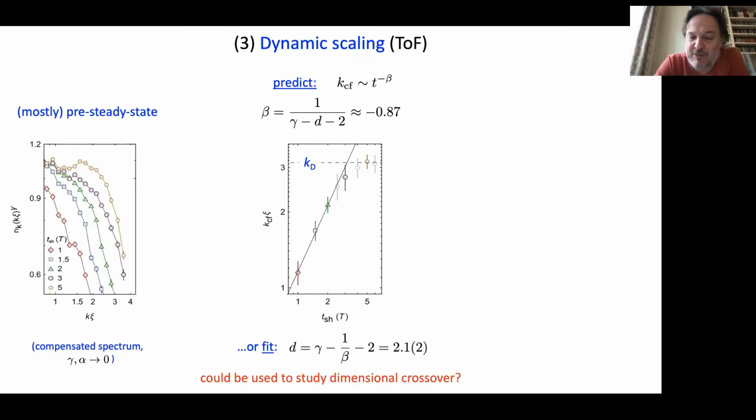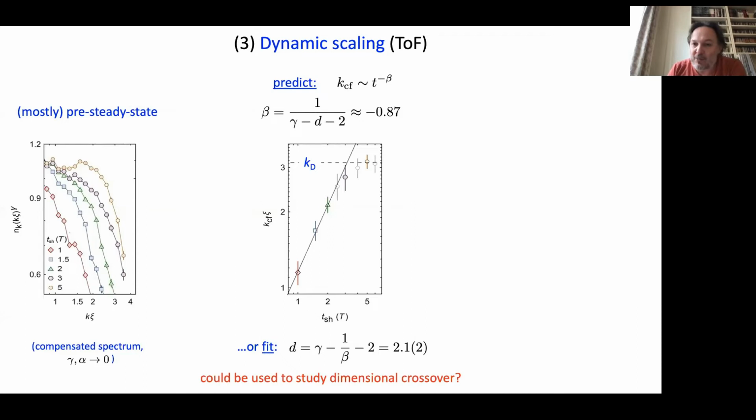Okay, so I have the experimental gamma, I have the experimental beta. In this case, I just get something consistent, this 2.1 plus or minus 0.2. But this is conceptually maybe interesting for the future, because one can study various dimensional crossovers. D becomes a free fit parameter, and you can study dimensional crossover using this. Maybe. I mean, we have not done it yet, but it's maybe an interesting idea for the future.